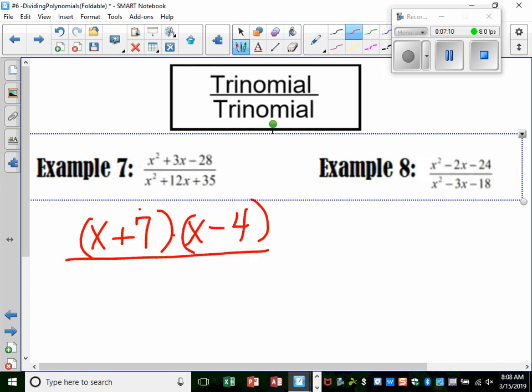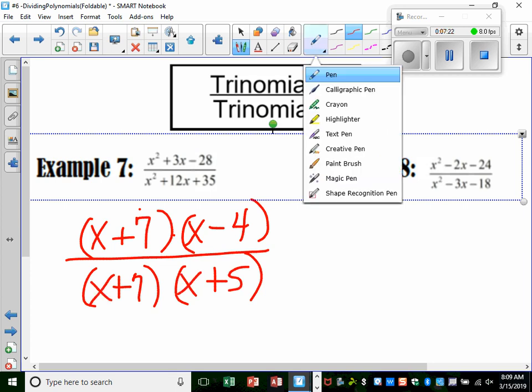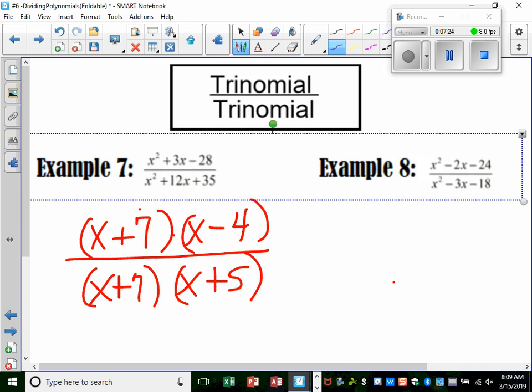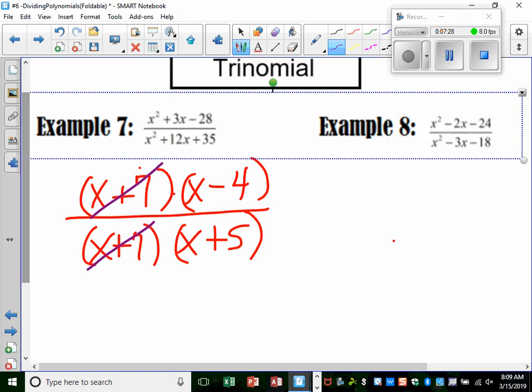So what times what will give us 35 that adds up to 12? Let's tell me. 7 and 5, very good. And then x and x. And then we cross out again the pairs that are the same, the x plus 7's. So I'm going to be left with x minus 4 over x plus 5. So again, crossing out like pairs. You can only cross out one pair at a time.